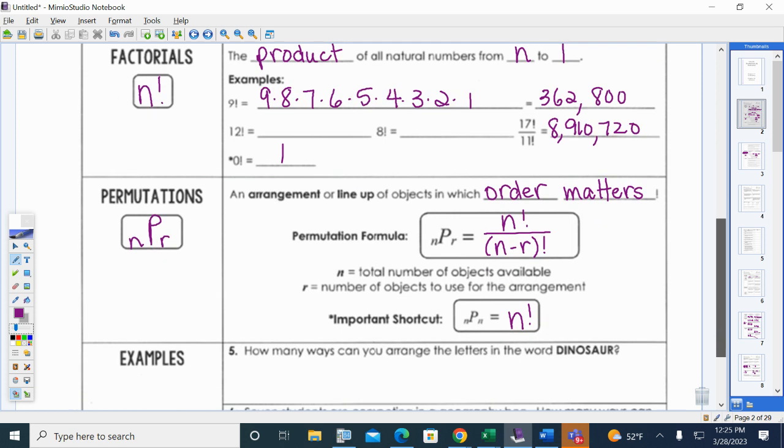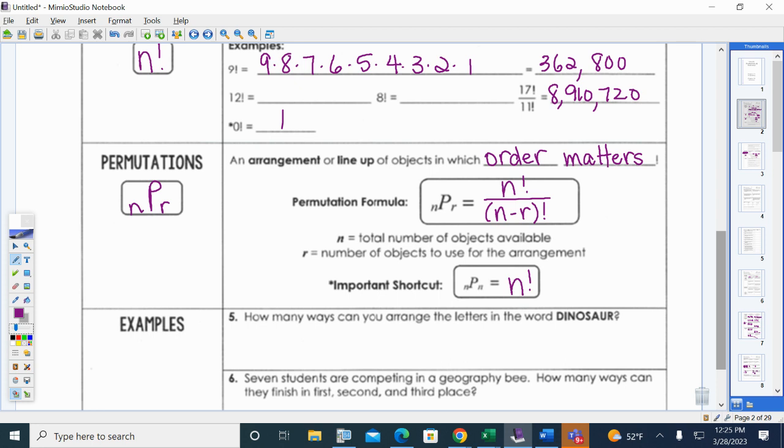Moving on to permutations. Permutations are an arrangement or lineup of objects in which order matters. And there's a great formula here. It's n factorial divided by n minus r factorial. You don't even have to memorize that, because the calculator is going to do that for us. It is important that you know what the N and the R stand for.